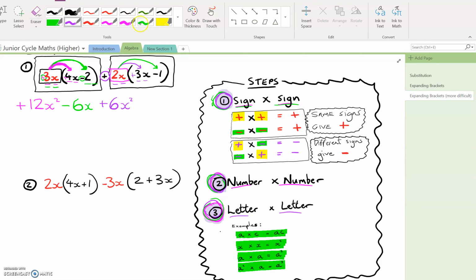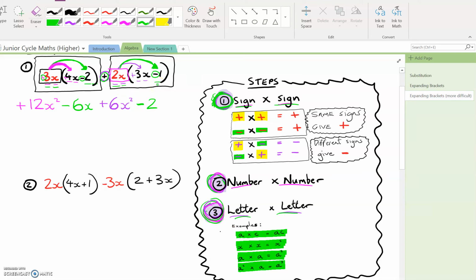Now let's do the second number in the brackets, the second term. Start all over again. Sign by sign. Plus by a minus is a minus. Step 2, number by number. 2 by 1 is 2. And step 3, letter by letter. x by, well, there's no other letter, so it just stays as x.